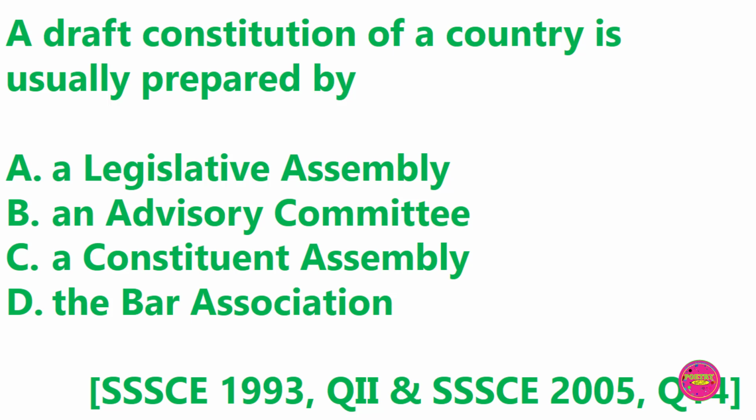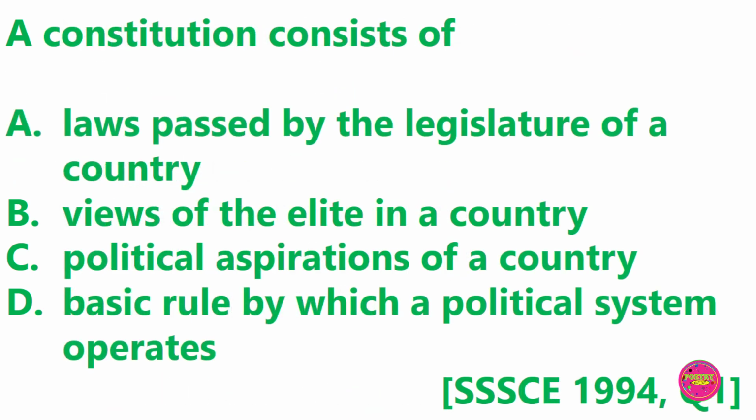A constituent assembly. A constitution consists of A. Laws passed by the legislature of a country, B. Views of the elites in a country, C. Political aspirations of a country, D. Basic rule by which a political system operates. The correct answer to this question is D. Basic rule by which a political system operates.